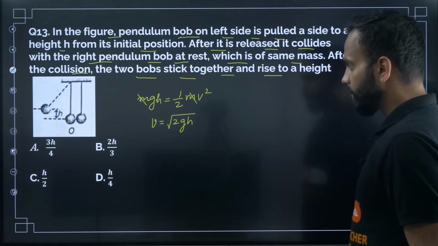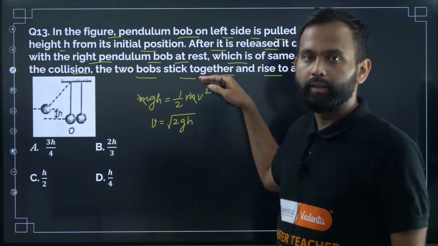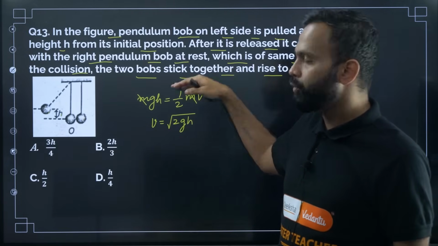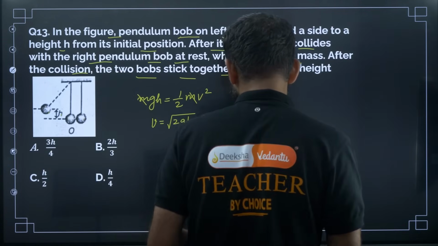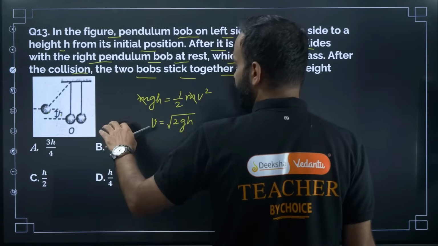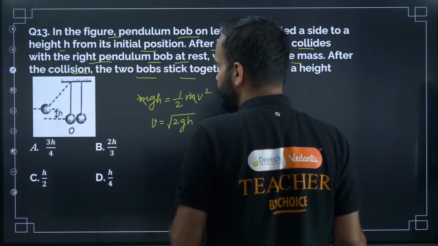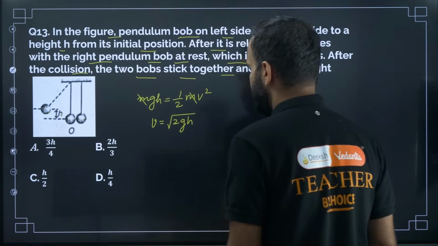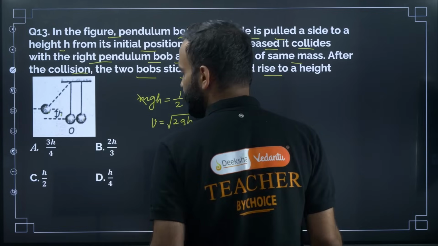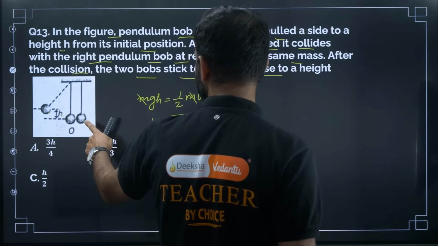So after the collision, what happens? Both bobs will stick together and move up some height h, right? Now what happens here? Sorry, it loses kinetic energy and gains potential energy, isn't it? So now what is the kinetic energy?